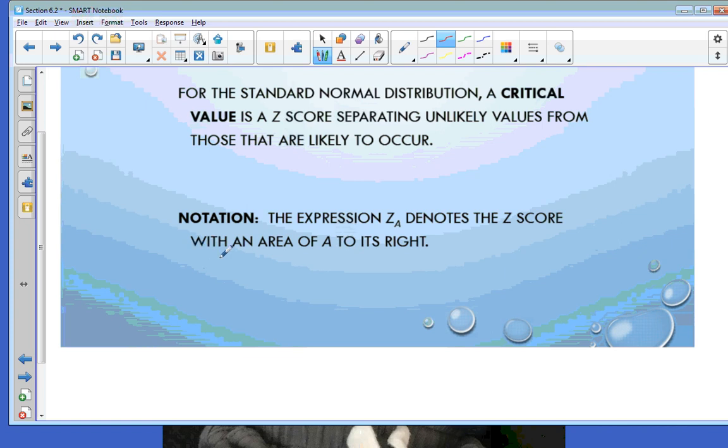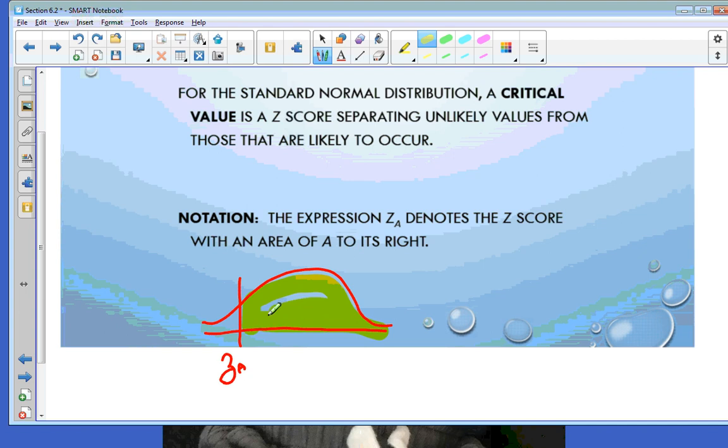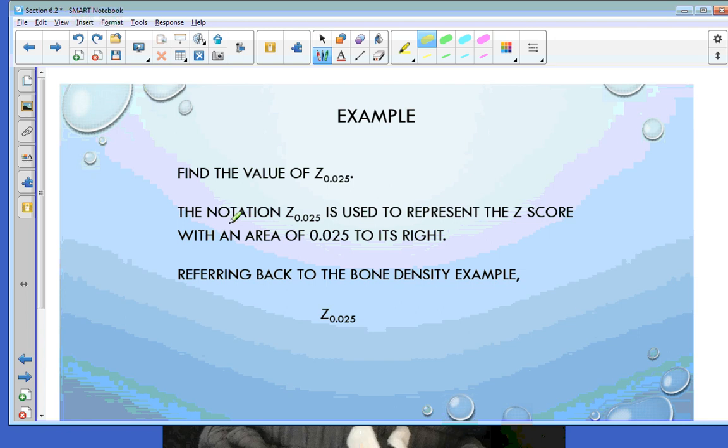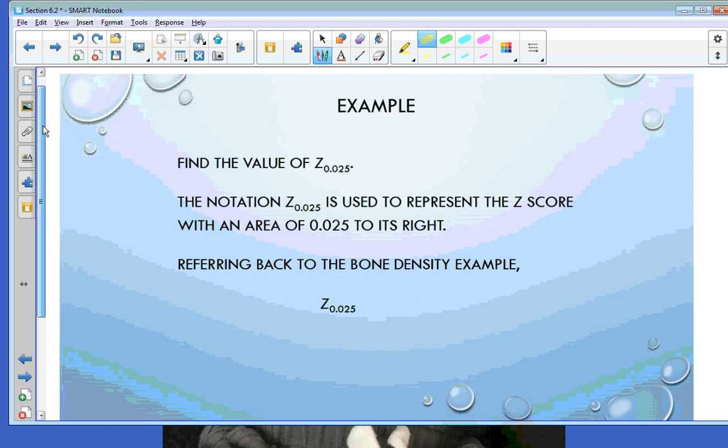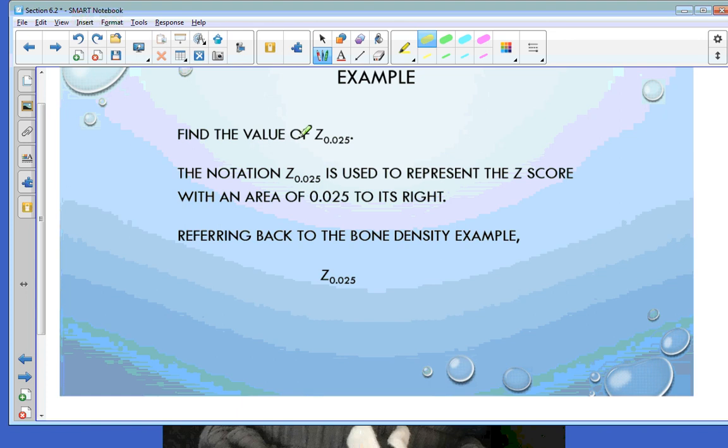So be very careful. It's the z-score, and the area is to the right. It's not what our table gives us. Its area is to the right. So find the area or the value of z at 0.025. The notation z at 0.025 is used to represent the z-score with an area of 0.025 to its right.